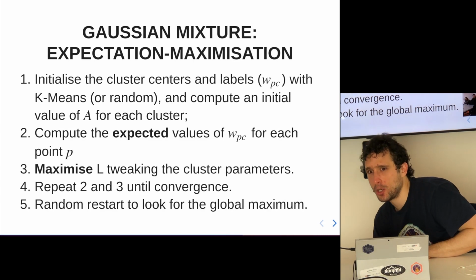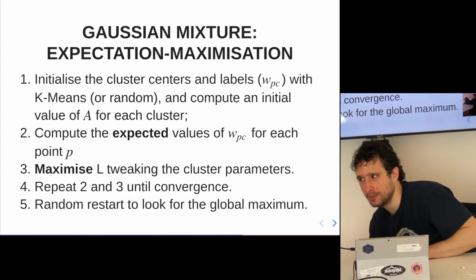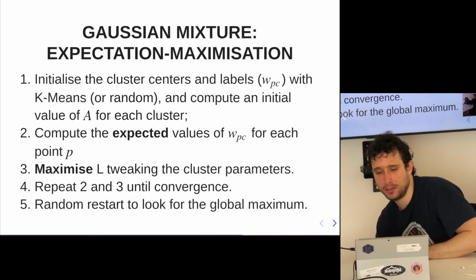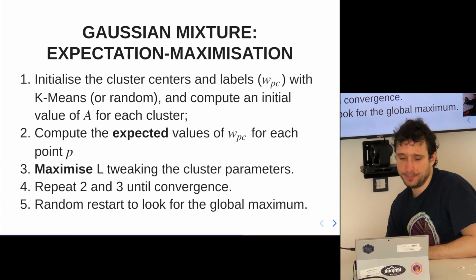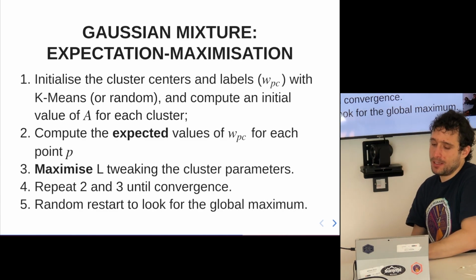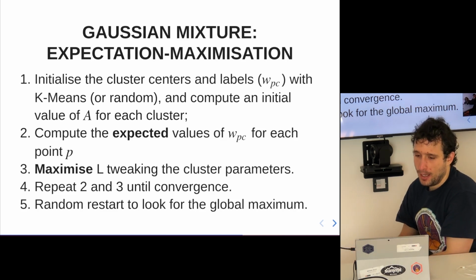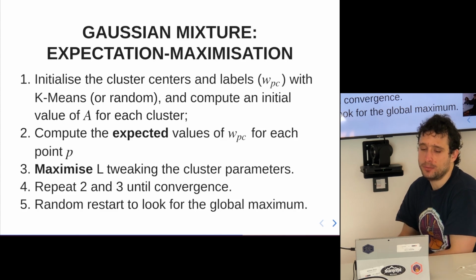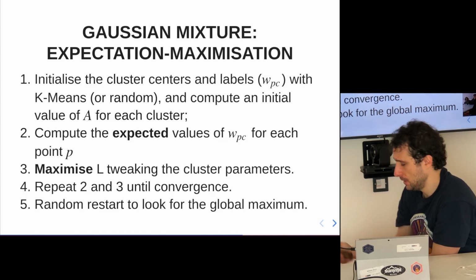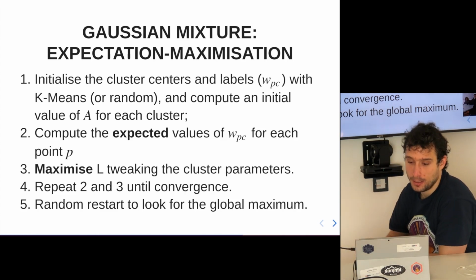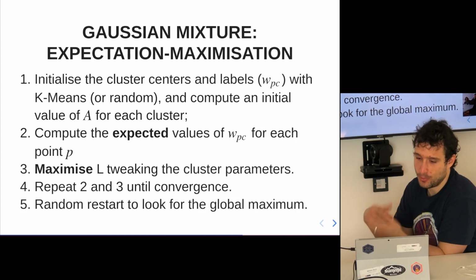Here, convergence does not happen in a finite amount of steps. You need to decide at a certain point that you're fine with the solution you got. And this is just a sophisticated version of k-means, basically. As with k-means, this can get stuck in a local minimum. So in order to get to the global maximum, you need to do random restarts.